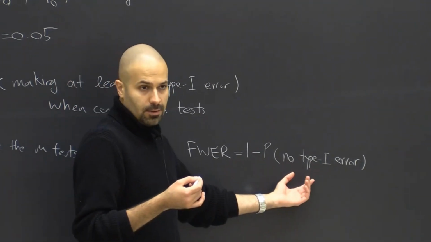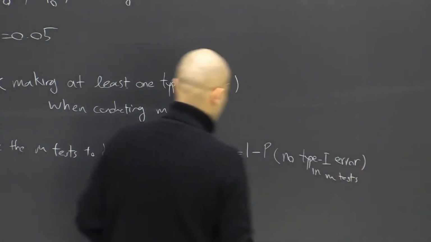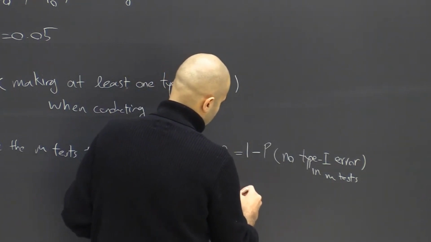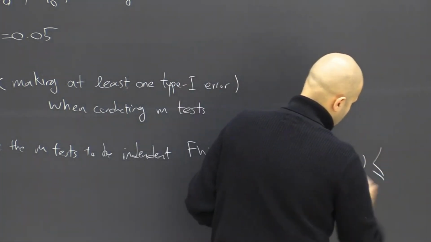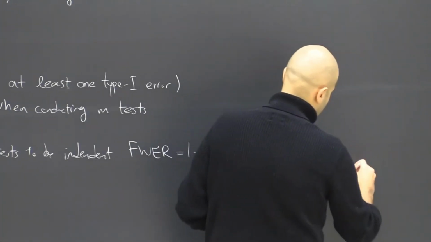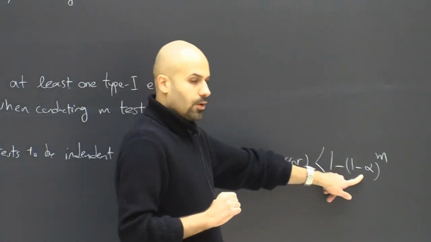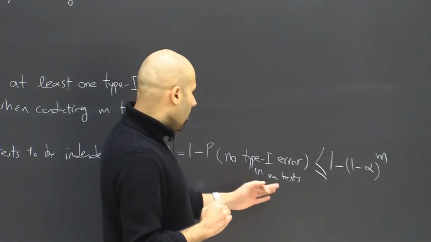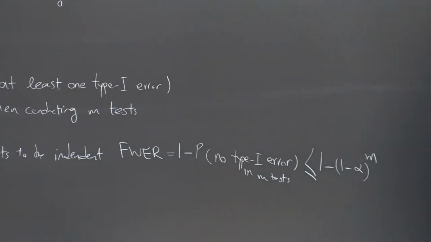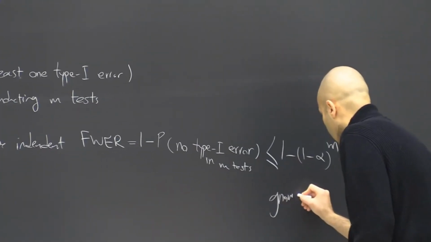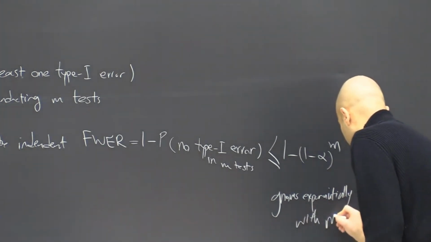So if these are independent, probability of no type 1 error in m tests is going to be 1 minus alpha to the power of m, because for the first test we make no type 1 error with a probability of 1 minus alpha. For the second test, 1 minus alpha, and when we multiply these as independent, then the total that we get is 1 minus alpha to the power of m, and this thing grows exponentially with m.